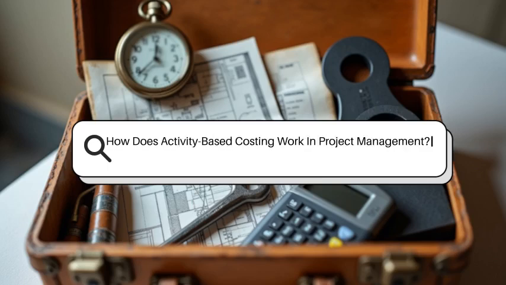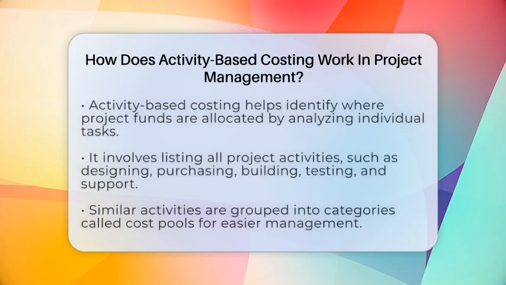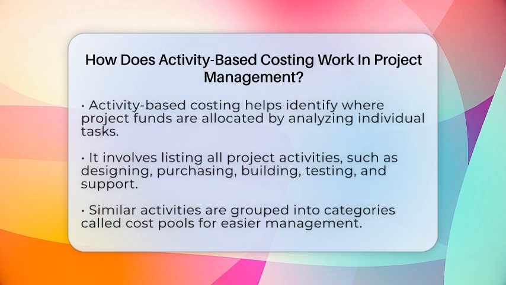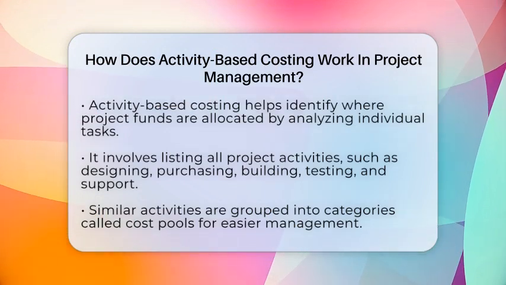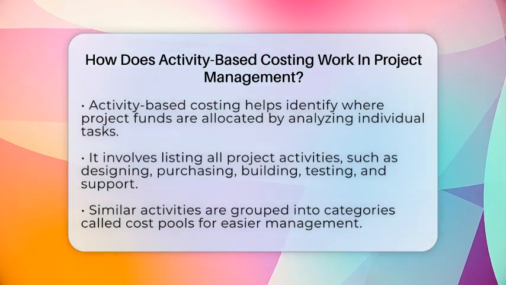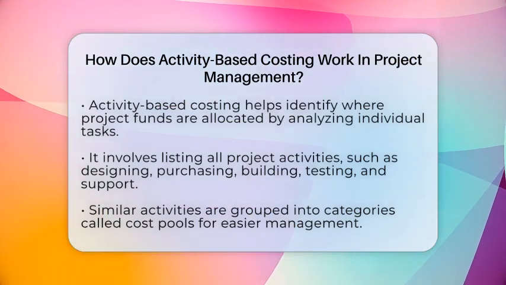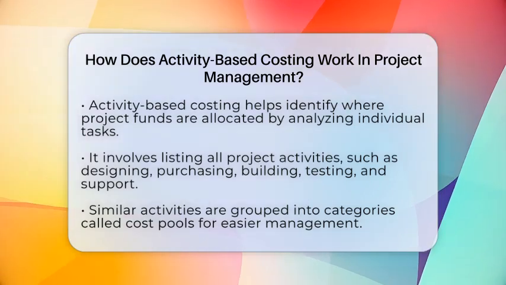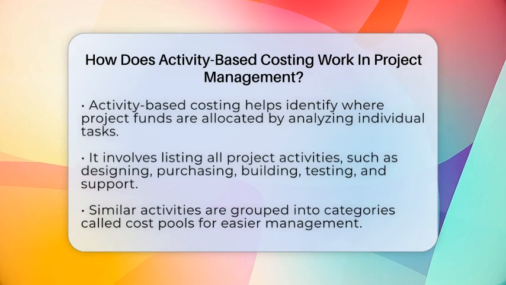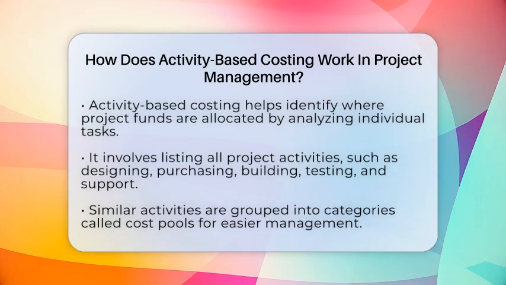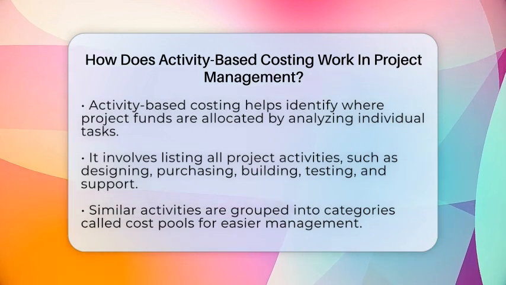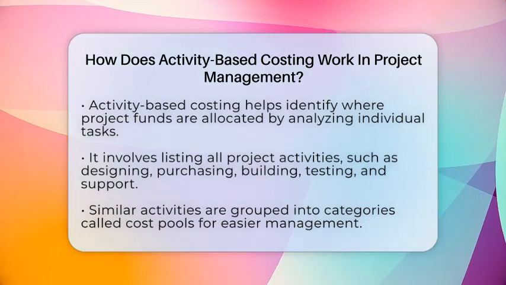How does activity-based costing work in project management? Imagine trying to figure out exactly where your project money is going. Wouldn't it be helpful to see which activities are costing the most? That's where activity-based costing comes into play. It's a way to see the real costs behind each task in your project. This method helps project managers plan budgets more accurately and keep costs under control from the very start.